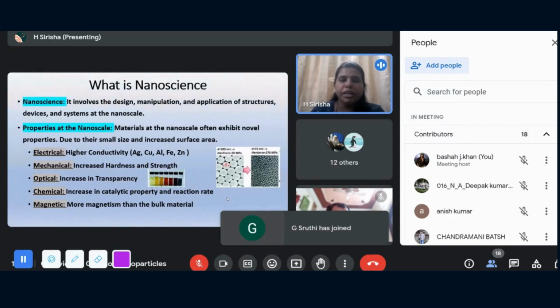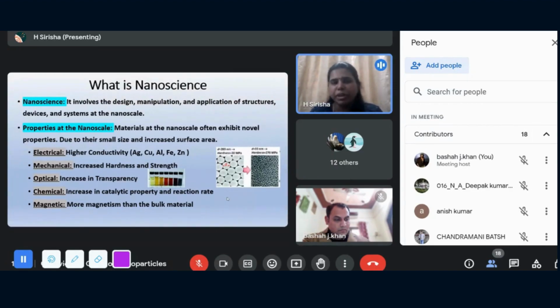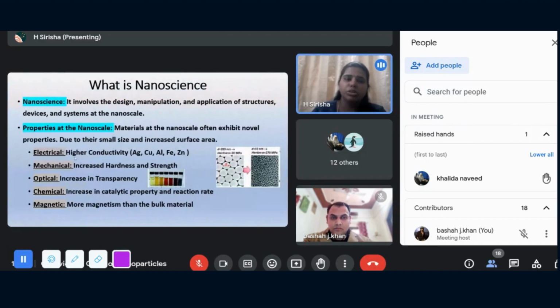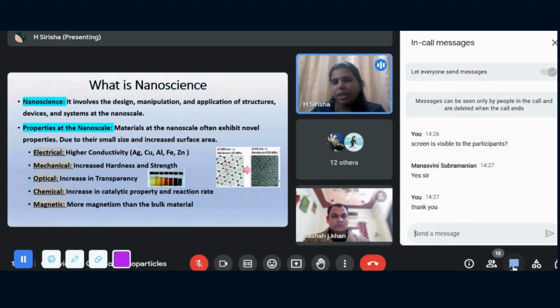So what materials are there as a bulk material? When you scale it down to nano range, the material's properties change. For example, electrical property is changed in the case of silver, copper, aluminium, iron, and zinc. So these bulk materials have low conductivity, but at nano they show a very high conductivity. The mechanical property of nanomaterial can be seen in this diagram of a SEM graph. In this SEM graph, what we can see is these atoms.